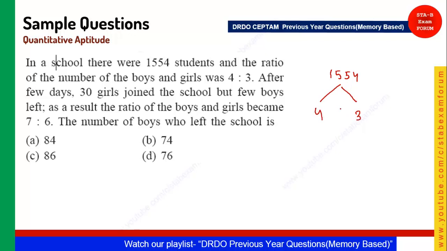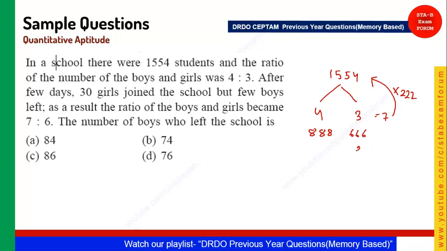So whenever you find such a relation, you find the number. Okay, so 4 plus 3 is 7. But it's not 7, it's 1554, which is multiplied by 222. So if you multiply this 222, you will get 1554. So this factor you multiply with this, so total number of boys are 888 and total number of girls are 666.